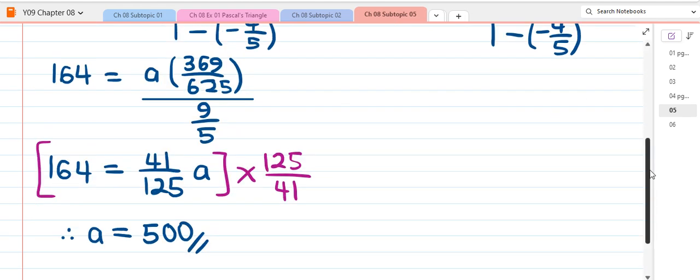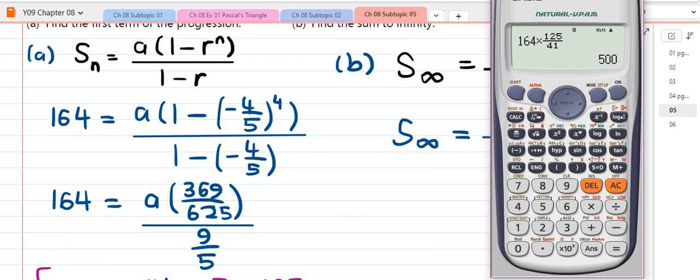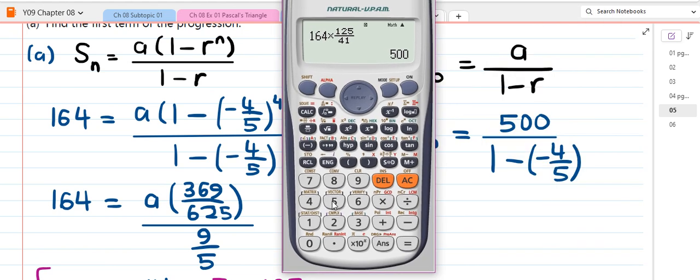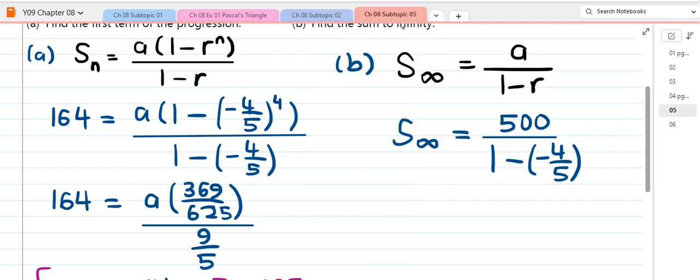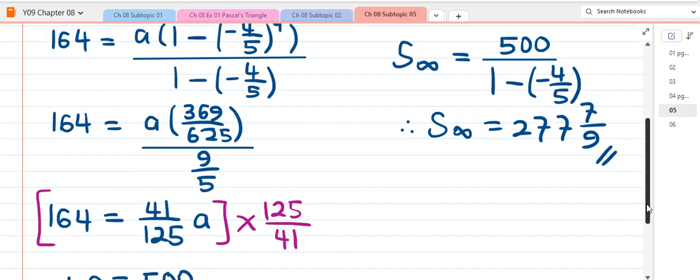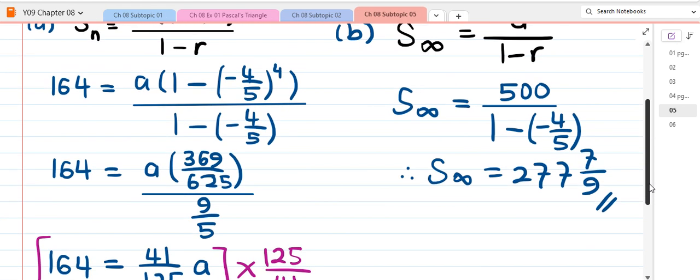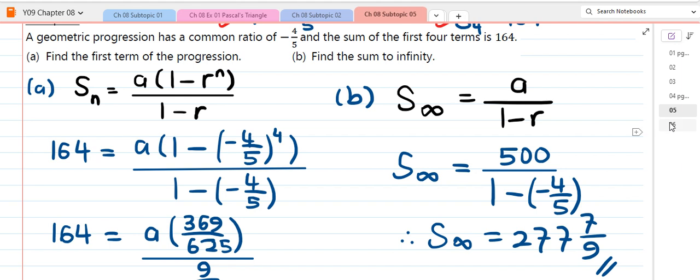So if we use the calculator, just type in 500 over 1 minus bracket a negative of 4 over 5. This will give you 2,500 over 9, or I can change this into a mixed number of 277 and 7 over 9. So this is the sum to infinity for this geometric progression. Okay, moving on to the last one.